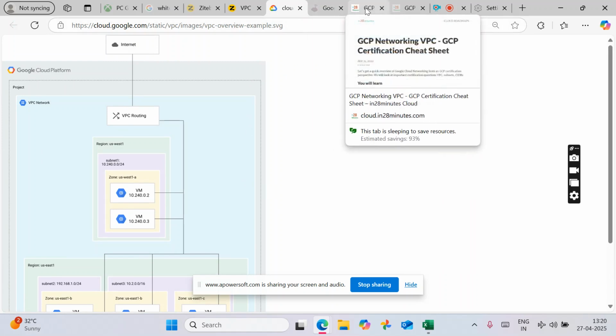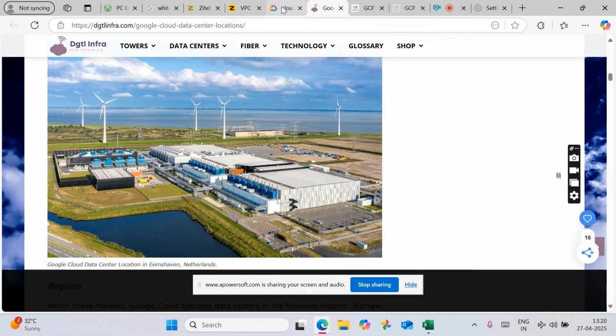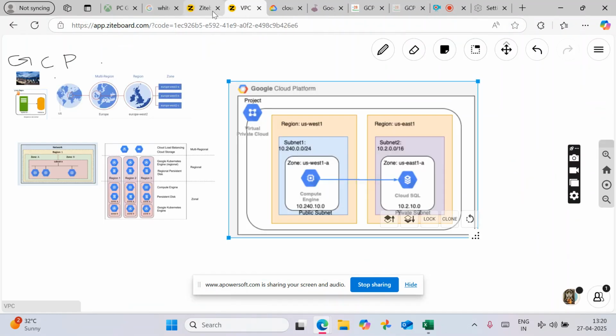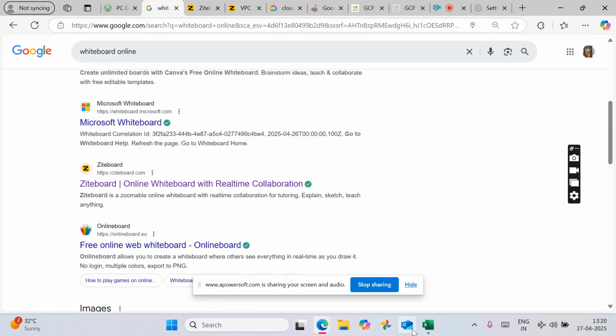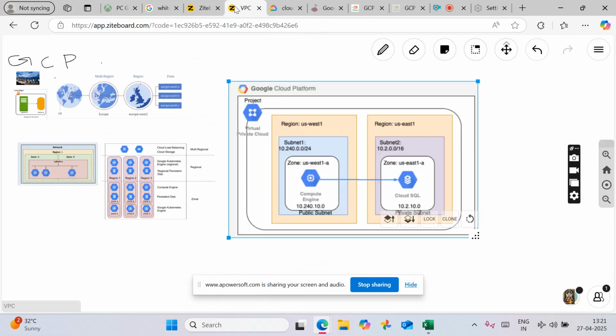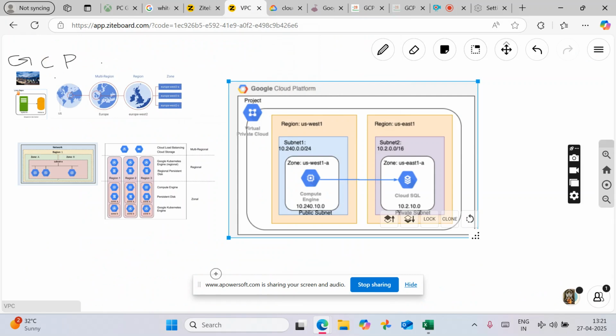Let's go with this, addresses. I hope these sessions will give you a pretty good understanding of how your GCP, your VPC, subnet, region, and zone work and how they interact with each other.